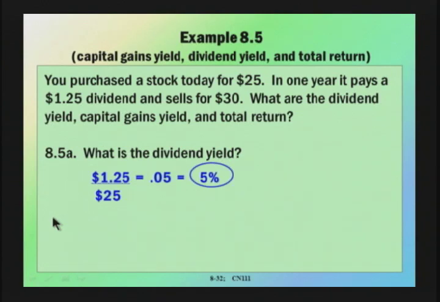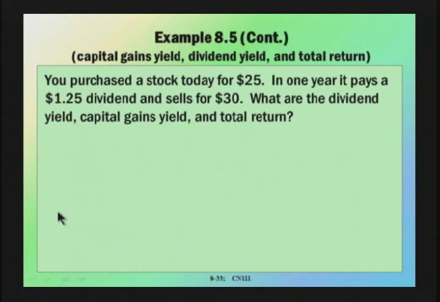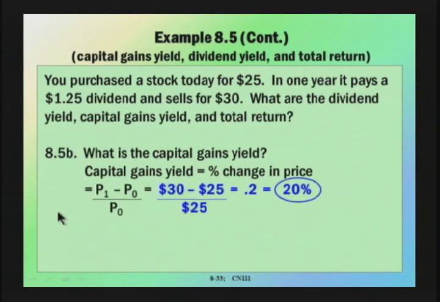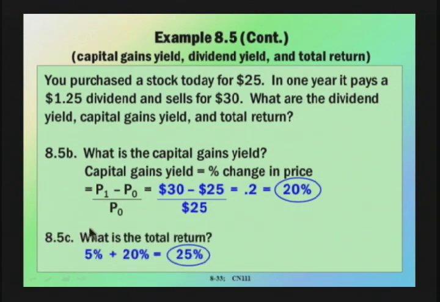In part B, we calculate the capital gains yield. The stock price goes from $25 to $30. It increases by $5 per share. It was $25 originally, so my $5 increase is 20% of my $25 investment. And then my total return will be the sum of the dividend yield and capital gains yield for a total return of 5% dividend yield plus 20% capital gains yield for a 25% total rate of return.